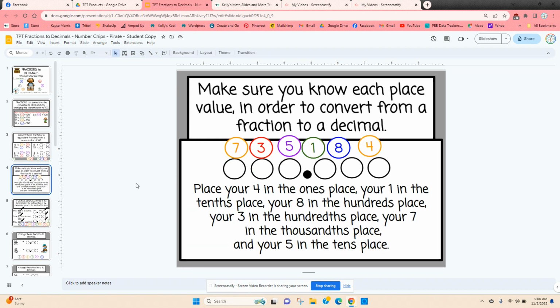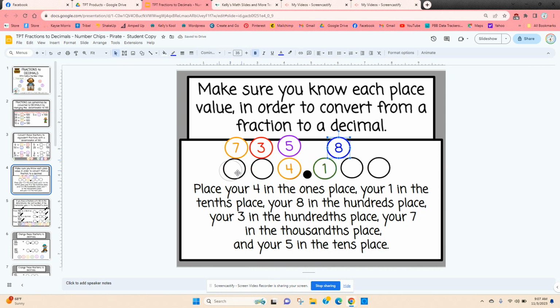The next slide has a review of place value, so students need to place these numbers in the correct place following the instructions. So here, place your 4 in the ones place. Well, they have to click and hold on the edge of the 4 and place it here in the ones place. The 1 goes in the tenths place with a TH, so that means it goes here.